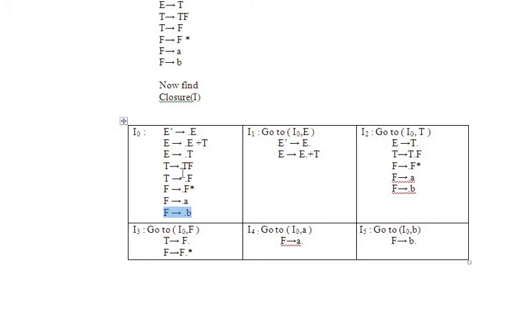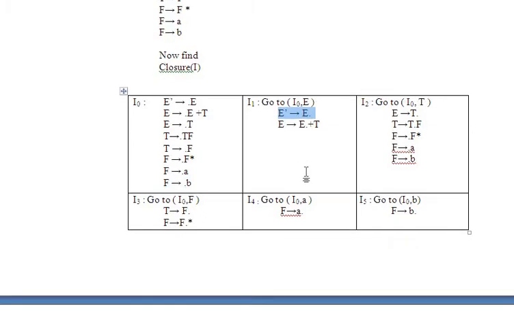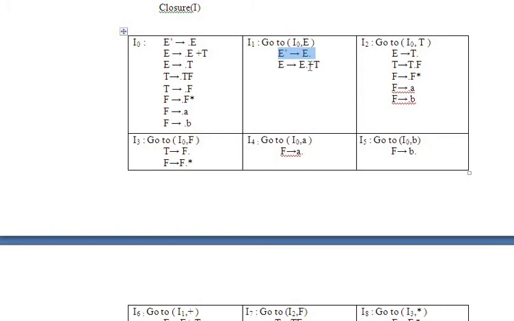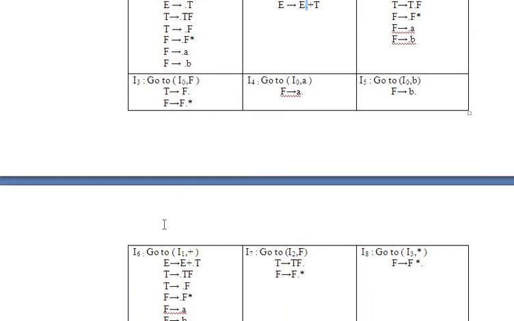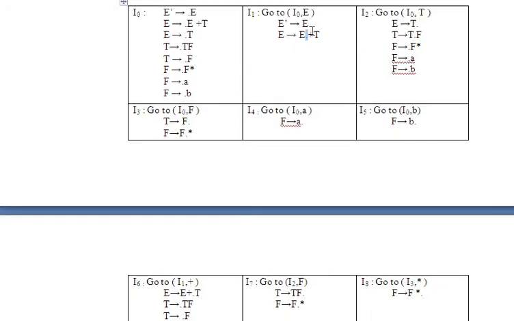Now the next state is I1. Moving on I1, this is the complete production, so it is not considered. Next in I1, the dot is moved after plus. So go I1 to plus. So your production will be E gives E plus dot T.